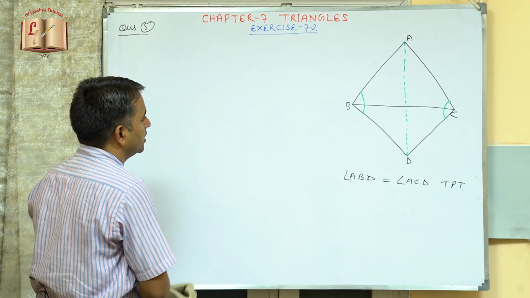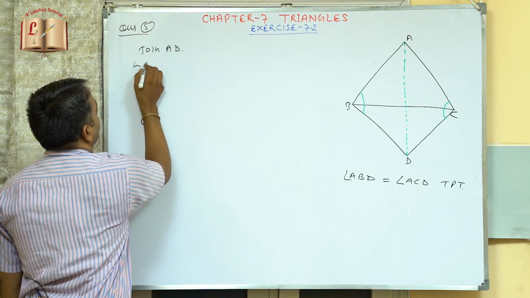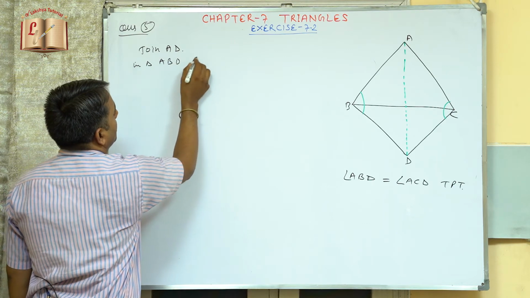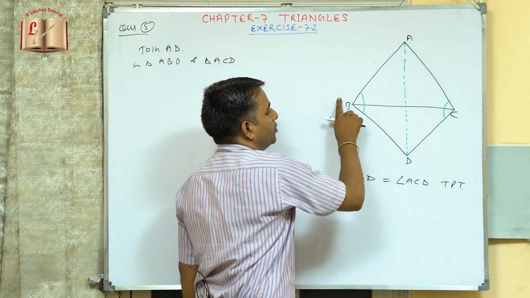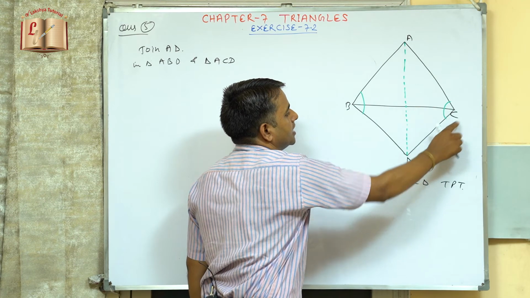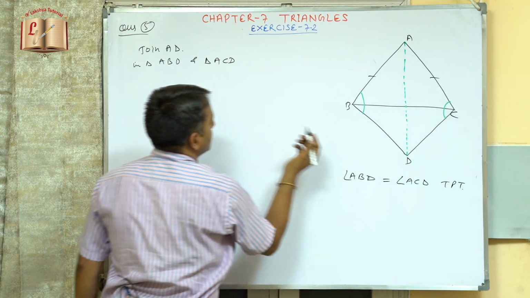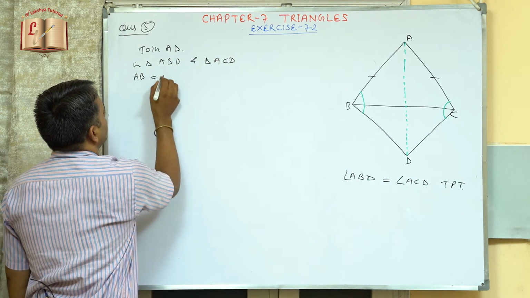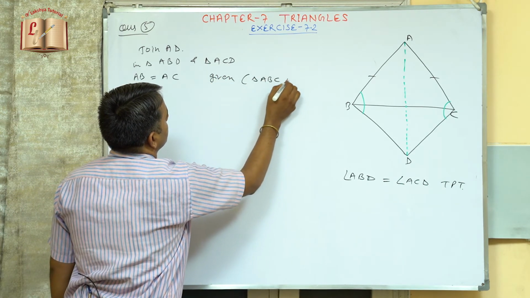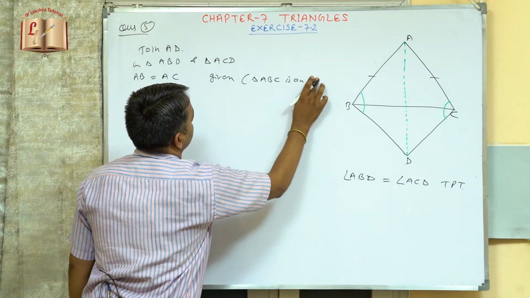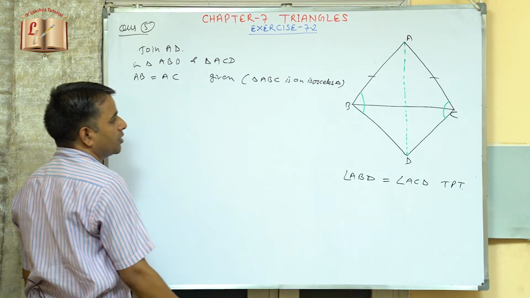So we will write: join AD, and now in triangle ABD and triangle ACD. Now we will consider these two triangles, ABD and ACD. Now in these triangles, see, AB is equal to AC, this is already given. AB is equal to AC, this is given to us. Triangle ABC is an isosceles triangle. This is already given to us.